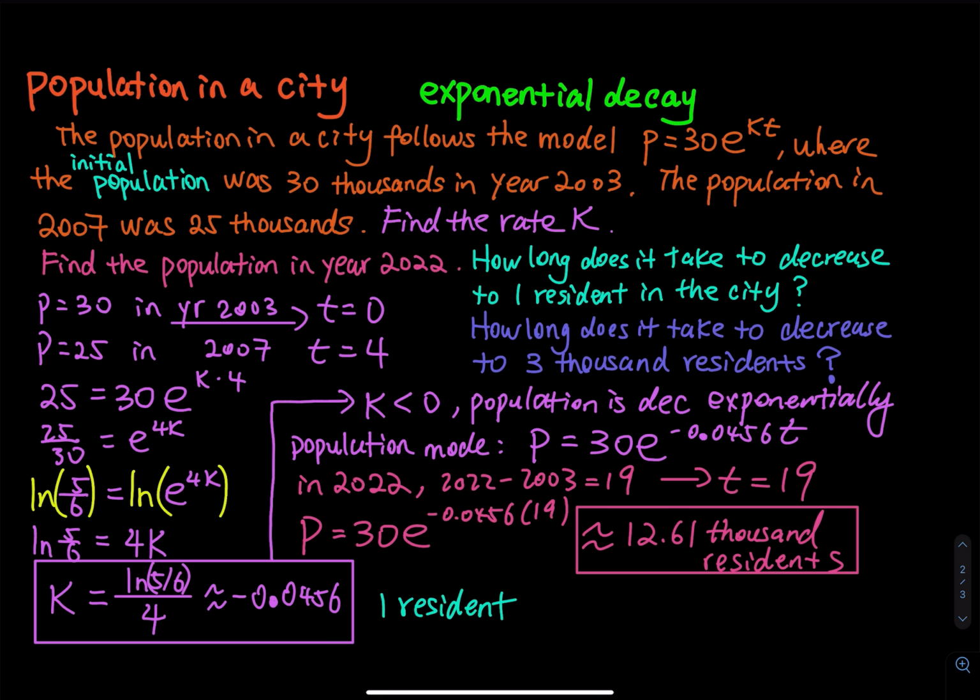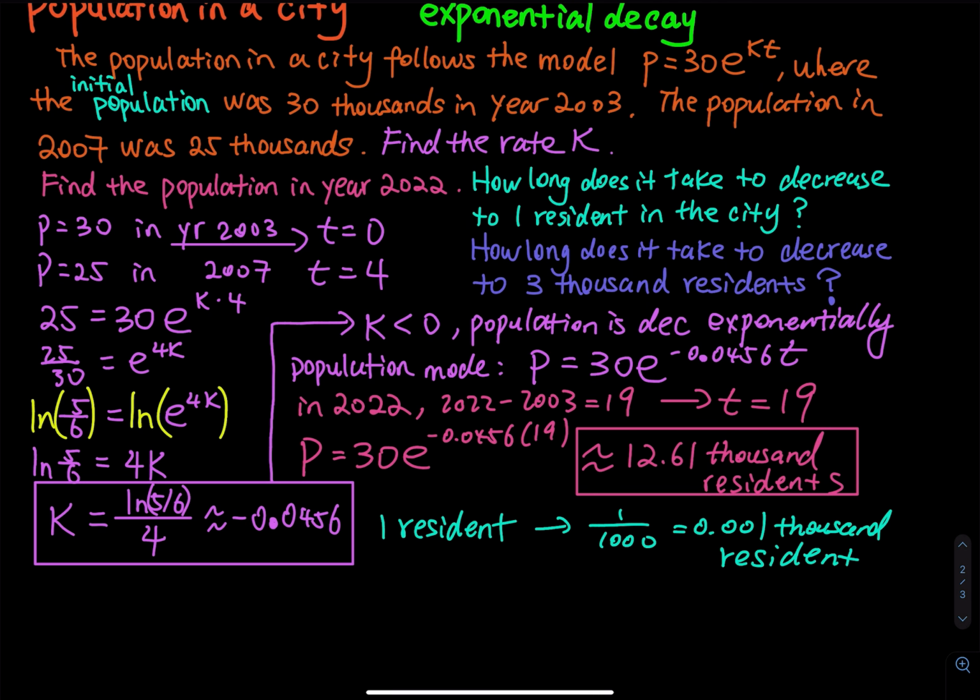No, you cannot just use 1. If you use 1 in the model, that stands for 1,000. I am talking about 1 resident. So 1 resident is 1 divided by 1,000, which equals 0.001 thousand resident. And then to plug in, you plug in 0.001, that is in thousand. When you say this in thousand, that becomes 1 because you multiply by 1,000, and that equals the population model.